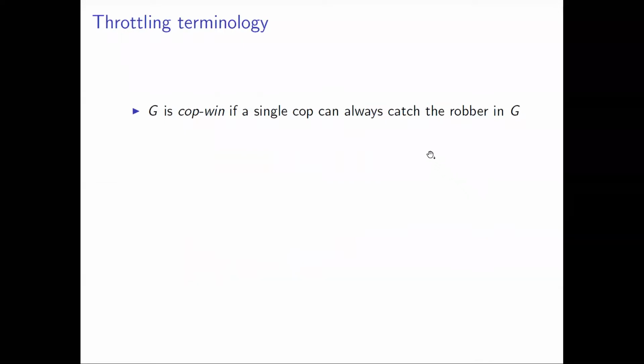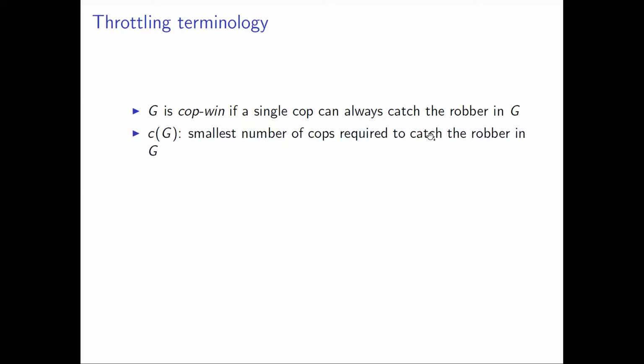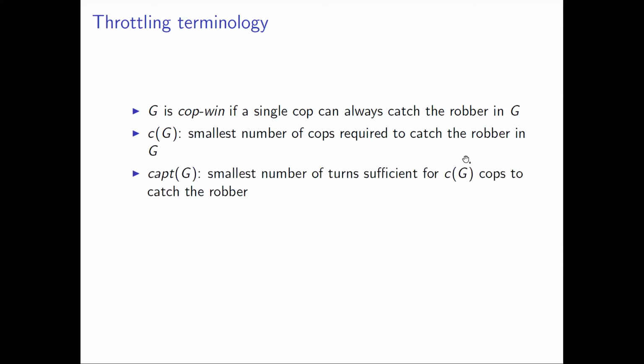And in order to define this optimization problem, we have to define a little bit more terminology. So we had this term cop win. We saw a bunch of examples of cop win and non-cop win graphs. We also have the cop number, smallest number of cops required to capture the robber, assuming everyone plays optimally. We had the capture time. This was the smallest number of turns sufficient for a cop number of cops to capture the robber.